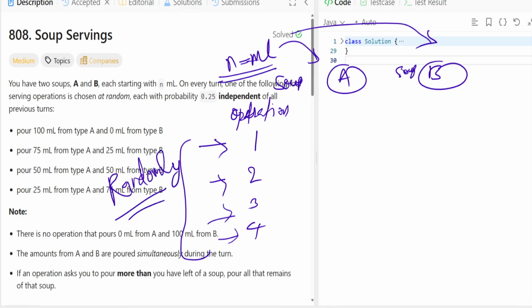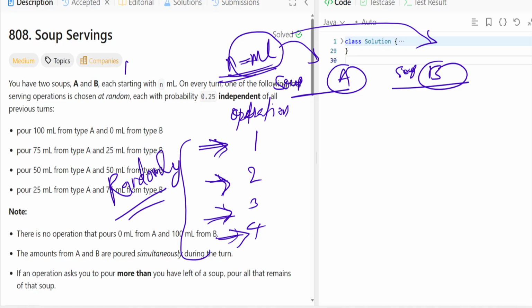First step, you have to understand the question. If you do not understand the question, it will be tough for you. For any question, just try to simplify it. Very first, what it is saying: we have been given two soups, A and B, and initially each has n ml. On each and every turn, we can pick any of these, either 1, 2, 3, or 4, one of these four operations.